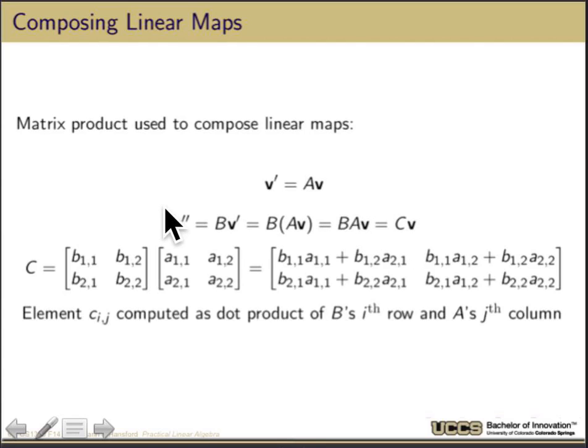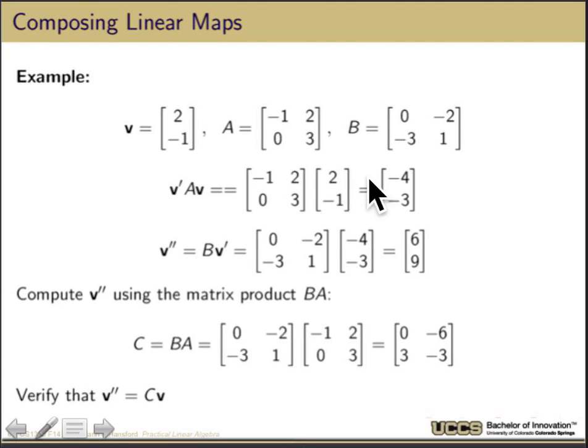So if I take two matrices and multiply them, and apply that to a vector, I get the same as having taken the vector, applied the first matrix, then applied the second matrix. So let's see this as an example.